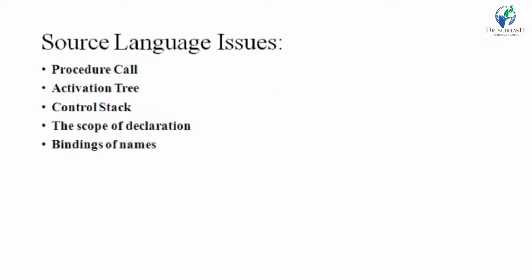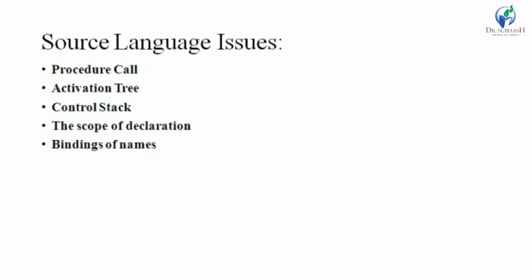So, source language issues. There are a total of 5 source language issues. First is procedure call, second is activation tree, third is control stack, fourth is the scope of declaration, and fifth is binding of names. Then what is done in procedure call?